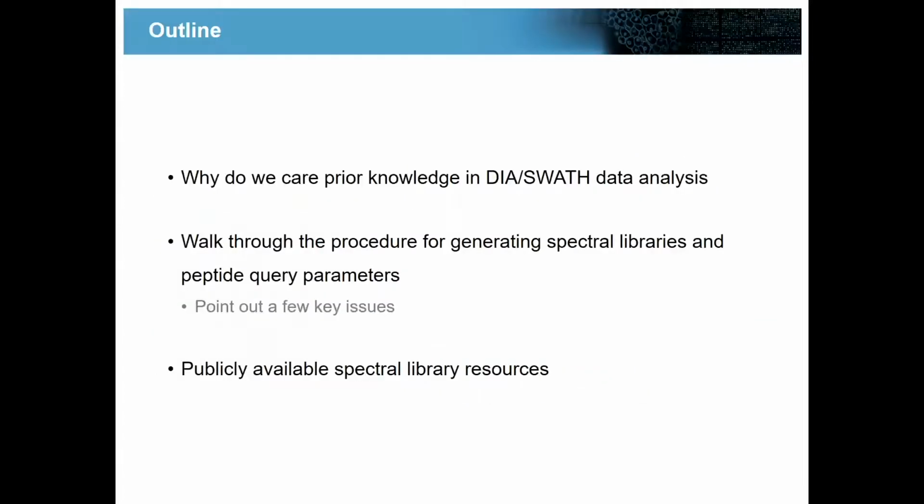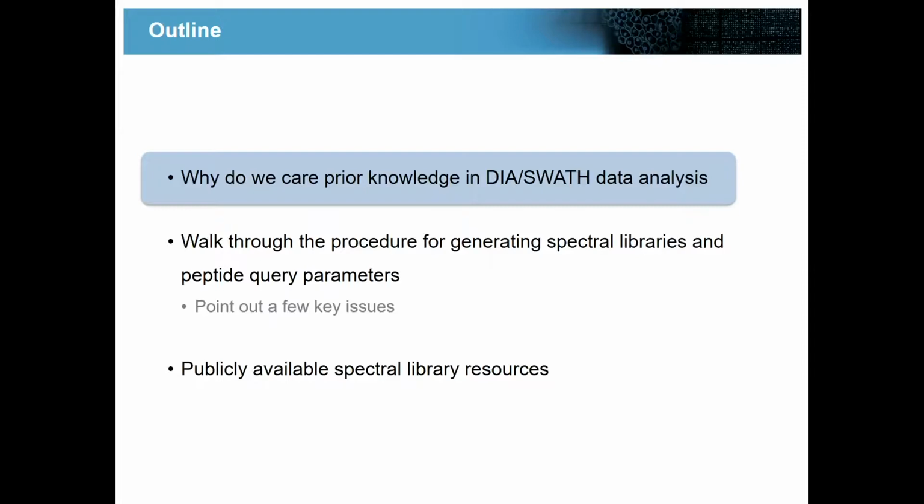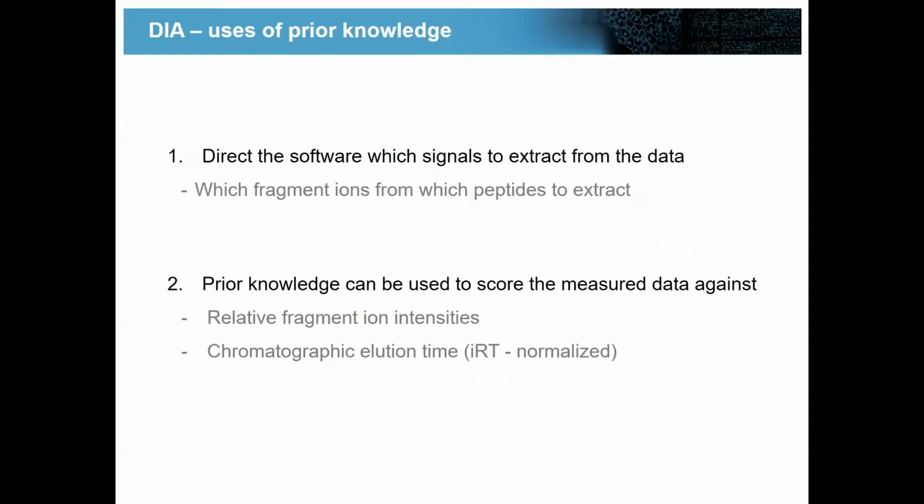So, okay, here we go. Why do we care about prior knowledge in DIA? I think we talked a bit about this in the morning. The second part will be to walk through the procedure for generating these spectral libraries and peptide query parameters and try to point out a few issues that might come up. And then finally, make a few comments about publicly available resources and whether it's a good idea to use these or not. So first, why do we care about this?